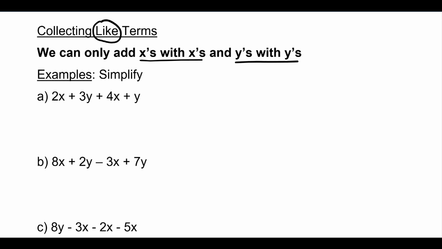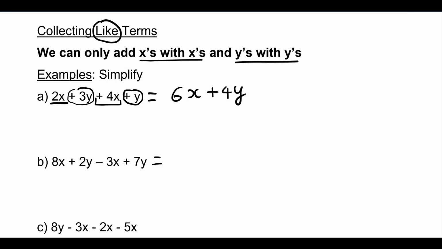Here are some examples. I have 2x plus 3y plus 4x plus y. Firstly, I'm going to consider the x terms. So I'm going to underline all of the terms that involve the letter x. So I've got 2x plus 4x. That's 6x. 3y plus y. That's plus 4y. So my answer is 6x plus 4y. And we can't actually go any further.